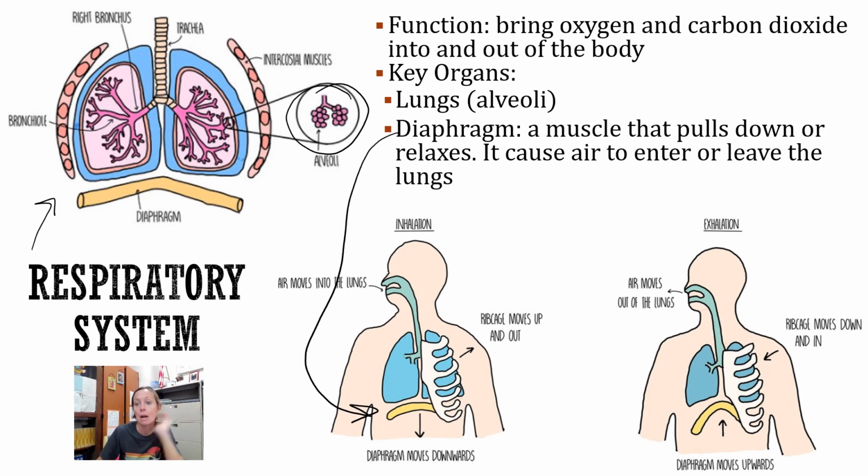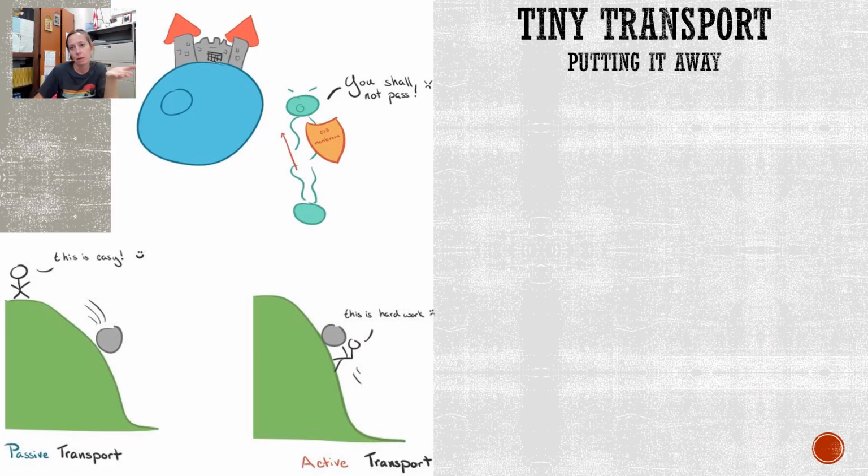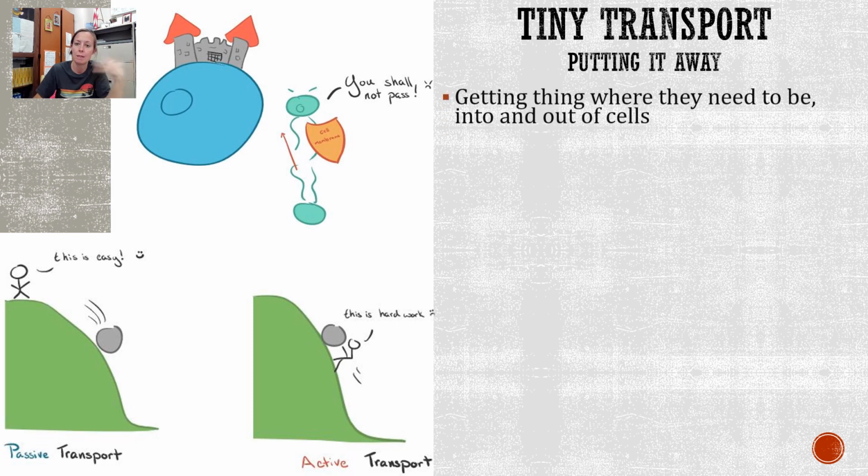Okay, so that's our big scale transport. We're bringing air into and out of the body, but it still needs to go through the body. That's when we get to our tiny transport, is what I call it, but it's cellular level transport. It's when you put things away, when you get them where they go.